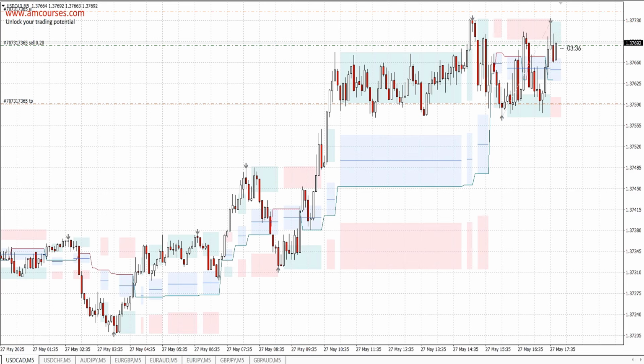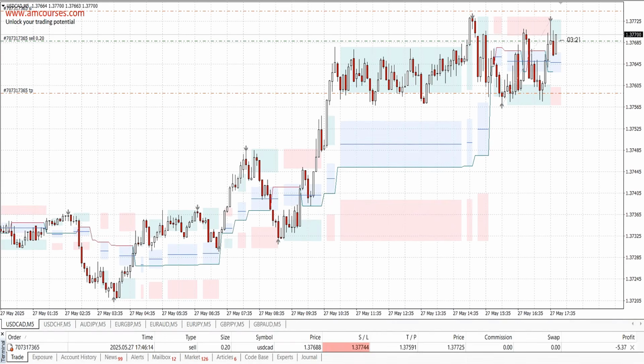Alright traders, let's now break down how to use this Fibonacci Trailing Stop Indicator step by step so you can apply it confidently in your own trading.